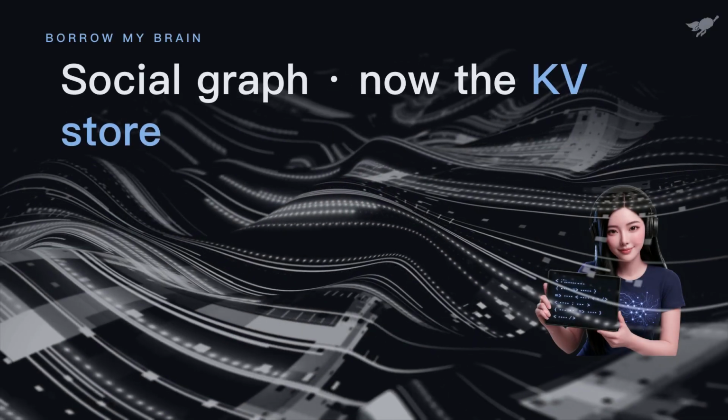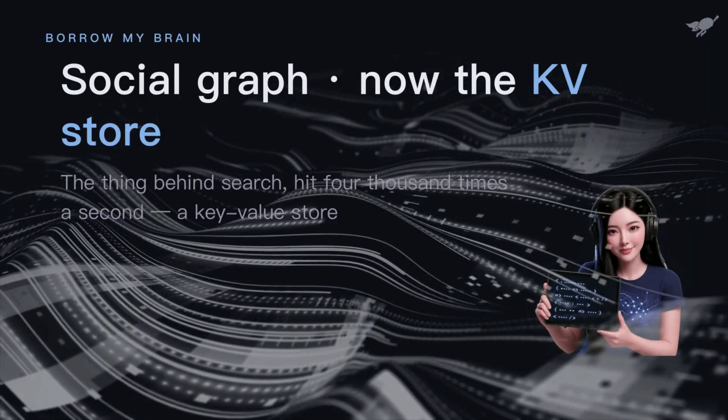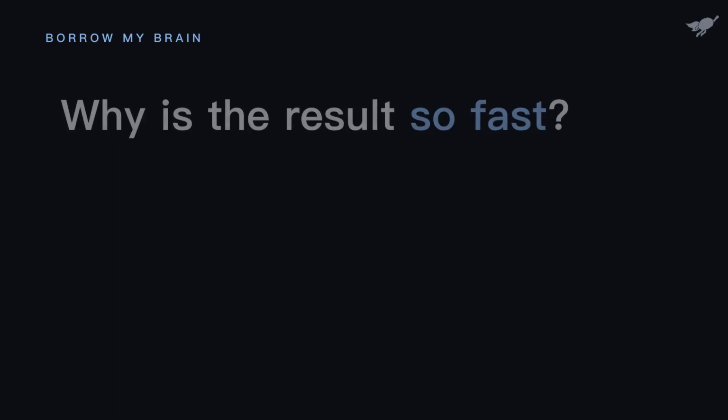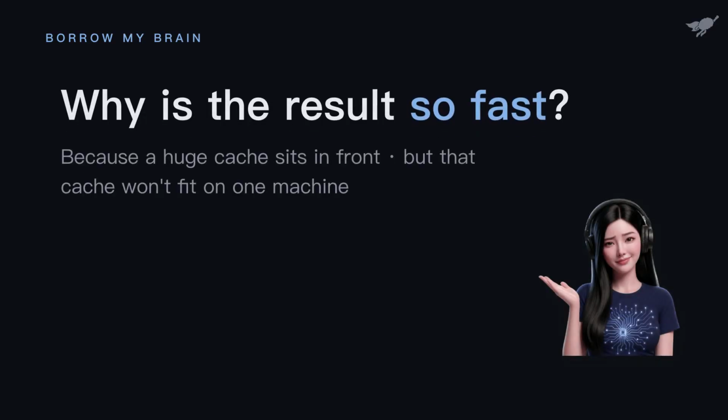Last episode, we designed the graph behind a social network. This episode, we designed the thing behind a search engine that gets hit 4,000 times a second. The key value store. The KV store. You search a word. How do the results come back so fast? Because in front of it sits a giant cache. But this cache won't fit on a single machine.